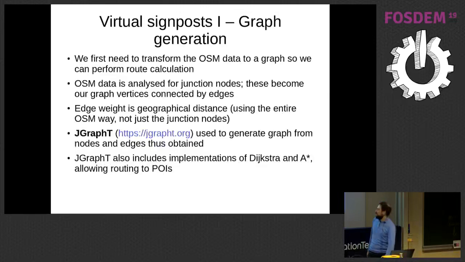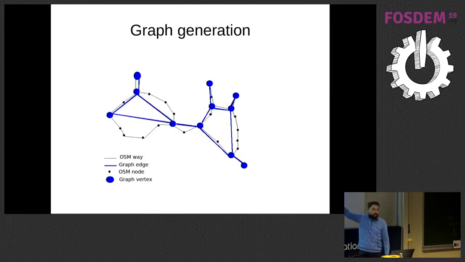So that's just a quick diagram. The things in black are the underlying OpenStreetMap network. The blue is the structure of the graph. You can see that the graph is a simplified version of the network where each vertex on the graph corresponds to a junction node in OSM. And then my edges store the actual geographic distance between the vertices. That distance is the full distance along the OSM way, obviously not the as the crow flies distance between the two vertices.